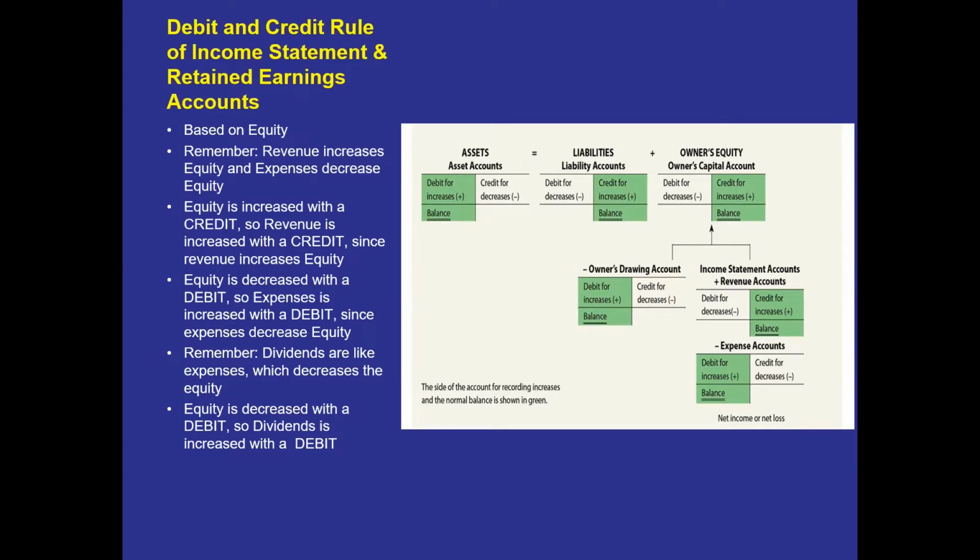In order for us to understand the normal balances of our income statement accounts, we have to think of the effect that these income statement accounts have on our equity. We know that equity is increased with the credit. Our income statement accounts are revenue and expenses. Our revenues increase equity, so they will also increase with the credit. Our expenses decrease equity, so they will increase with the debits.